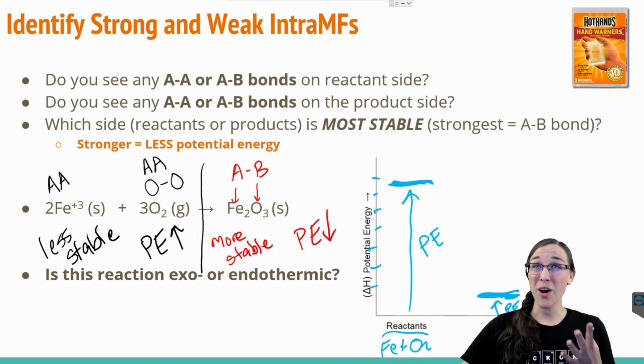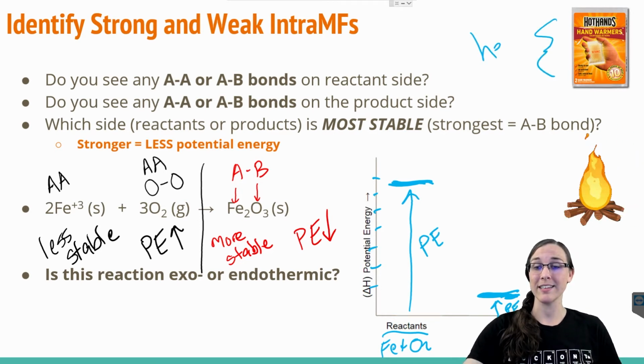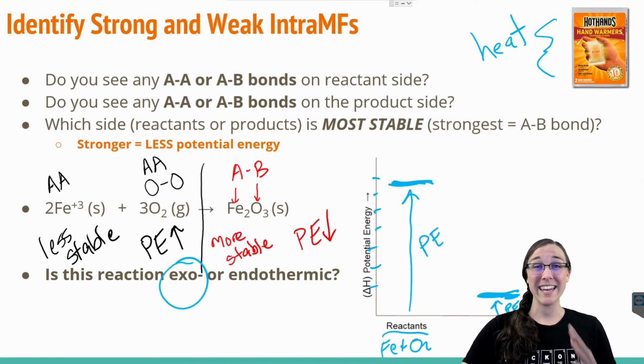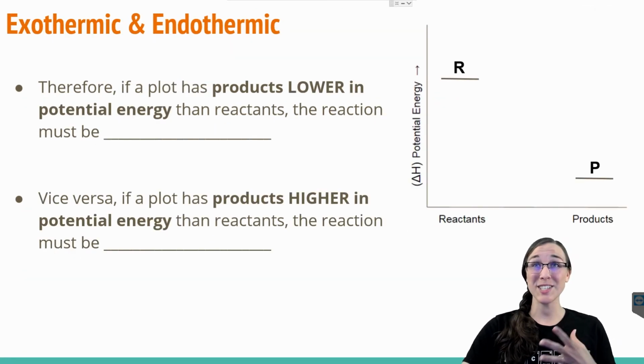And of course, we know from the hot hands reaction that it produces heat. Therefore, since heat is released, it must be an exothermic plot. That means anytime you have the reactants higher in potential energy than the products, you're looking at an exothermic enthalpy plot. So let's just spin this another way.